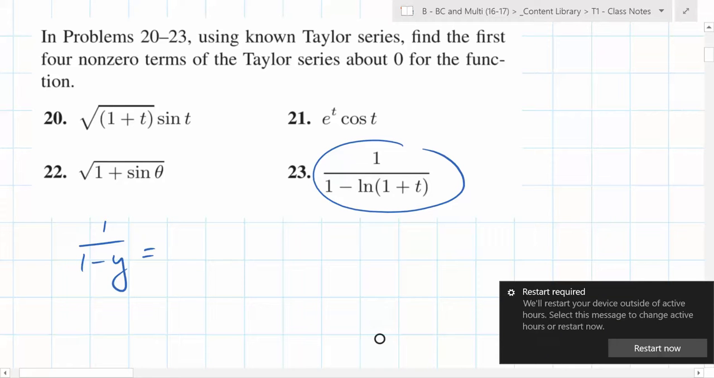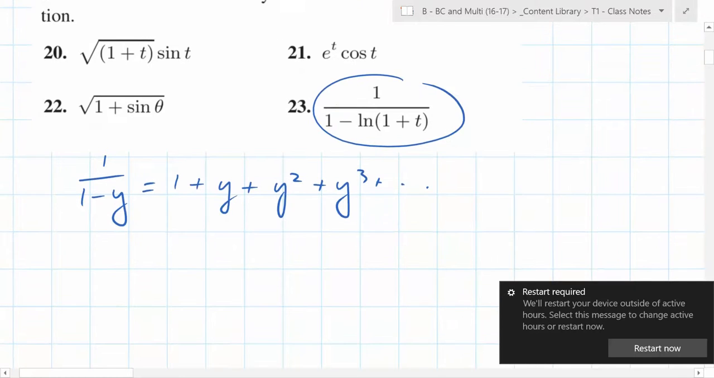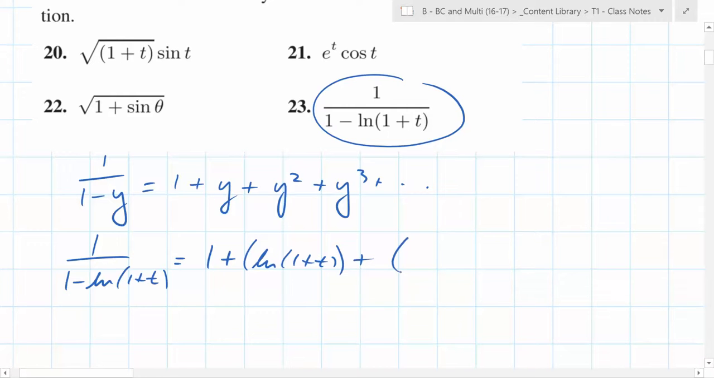I don't want to restart now. Go away. 1 over what? Yeah, it's the really nice one, right? So we know therefore that 1 over 1 minus ln of 1 plus t, what's that going to equal? 1 plus what? ln of 1 plus t plus what? ln of 1 plus t squared plus ln of 1 plus t.